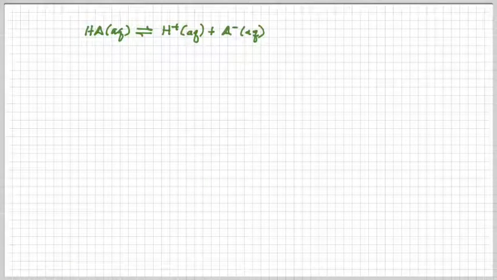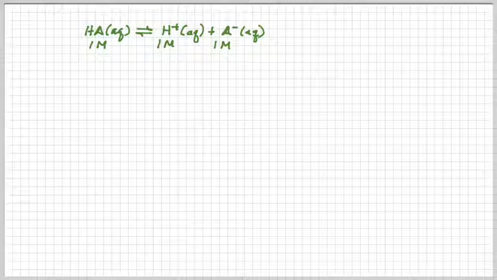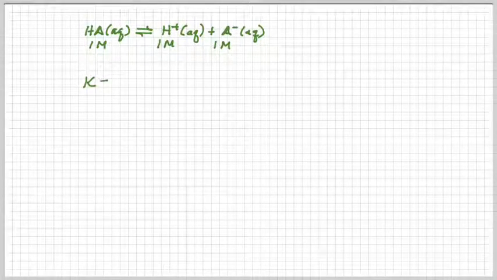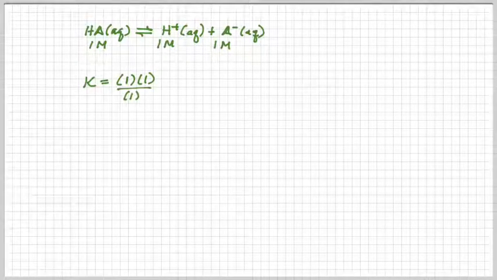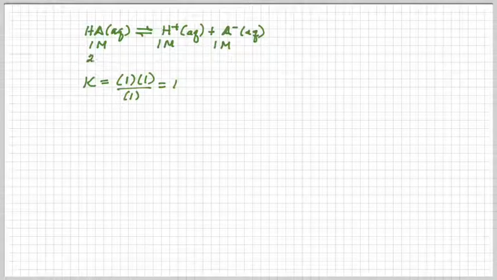To explain the trend in percent ionization, let's look at this generic equation for the ionization of a weak acid. And we're just going to throw some simple numbers in here. Let's say that at equilibrium, the concentrations of each of these are 1 molar. And so then we can find that the equilibrium constant must be 1 times 1 divided by 1, which of course is equal to 1. Now let's make this more concentrated. Let's just make everything 2 molar and see what happens.